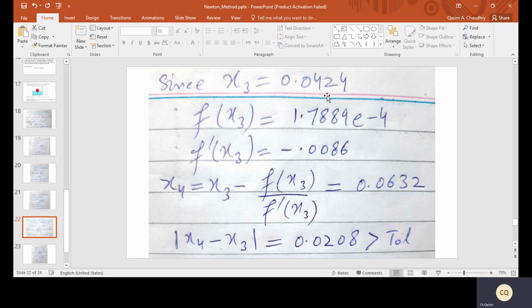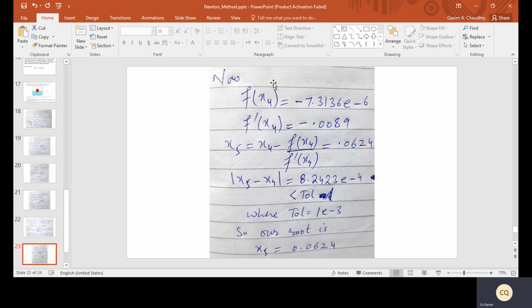Since x3 was this one, f of x3 is equal to 1.7889 times 10 raised to the power minus 4. And f prime of x3 is equal to minus 0.0086. And x4 is equal to x3 minus f of x3 over f prime of x3, which is equal to 0.0632. And students, now once again find out the error, x4 minus x3, and that is equal to 0.0208. Students, once again, this is greater than the value of the tolerance. So find out the next value.